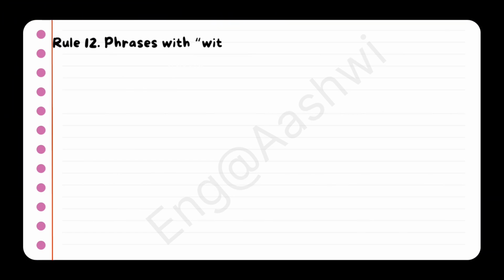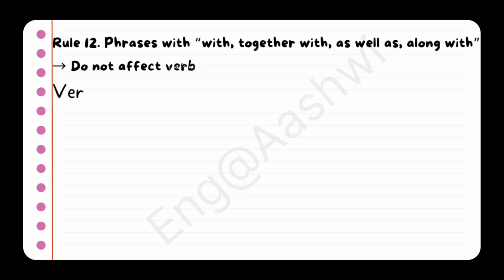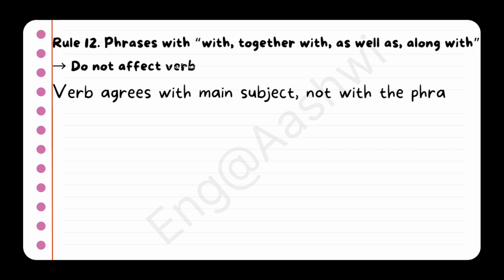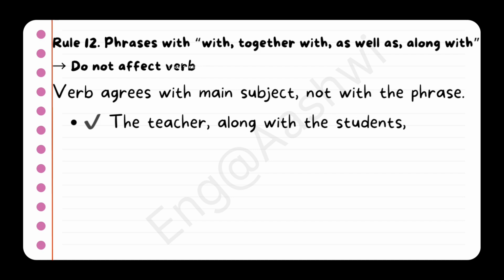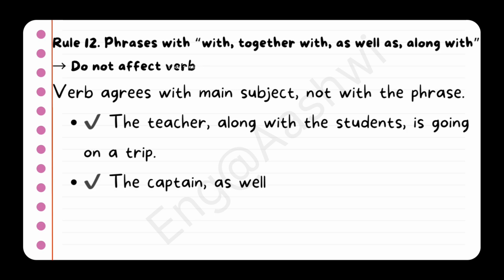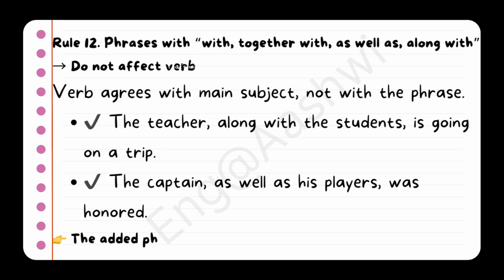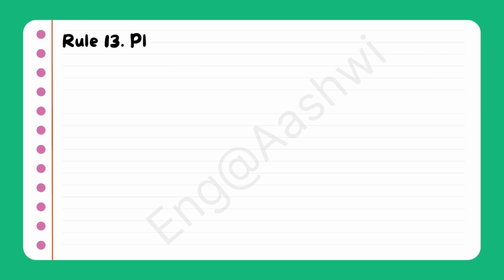Rule number 12. Phrases like with, together with, as well as, along with do not affect the verb. In this, the verb agrees with the main subject, not with the phrase. For example, the teacher, along with the students, is going on a trip. Here we have to focus on the first subject, that means the main subject, and that is the teacher. So we will use the verb according to it. The captain as well as his players was honored. So the added phrase is extra, not the real subject.